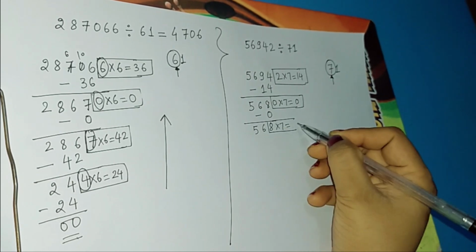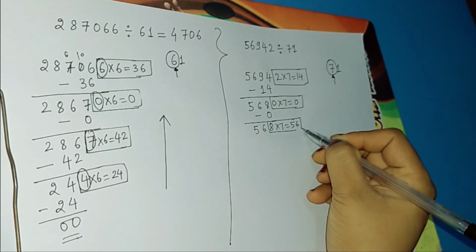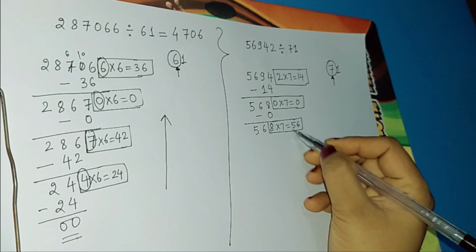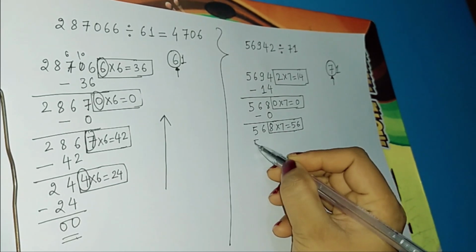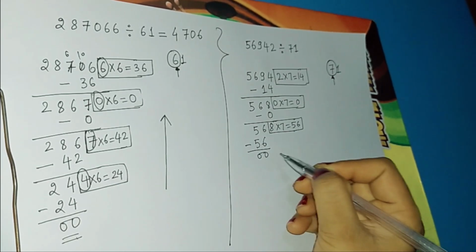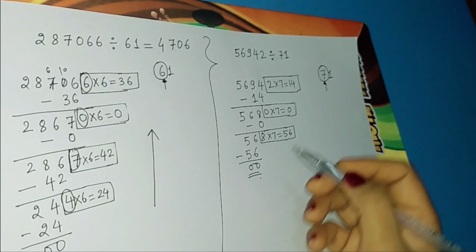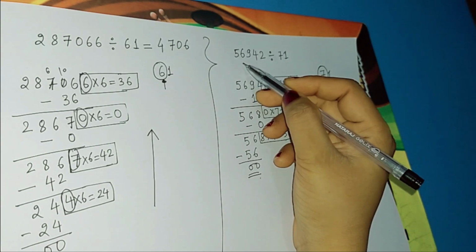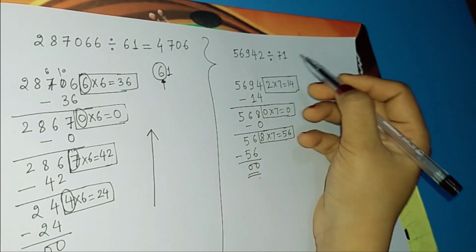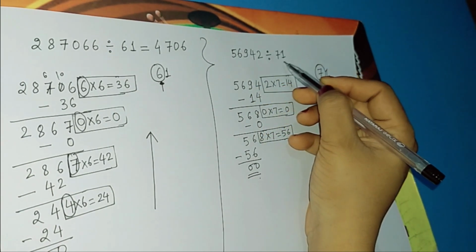So here 8 cross 7, it is 56. Now we need to subtract this 56 from this 56. So 56 minus 56, that is 0. It means we need to stop our process here. It means this number 56,942 is completely divisible by 71.